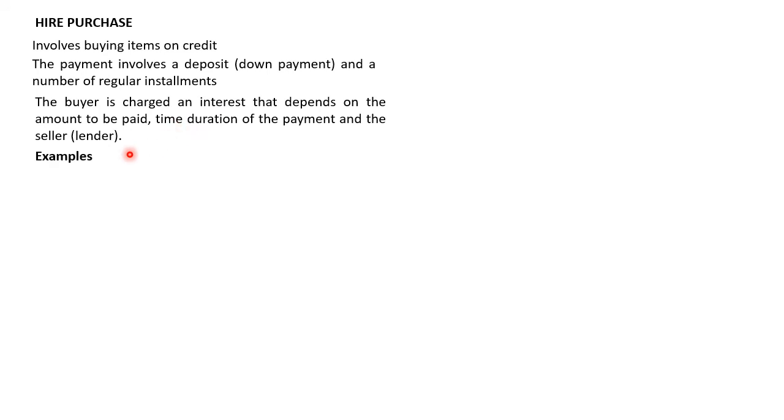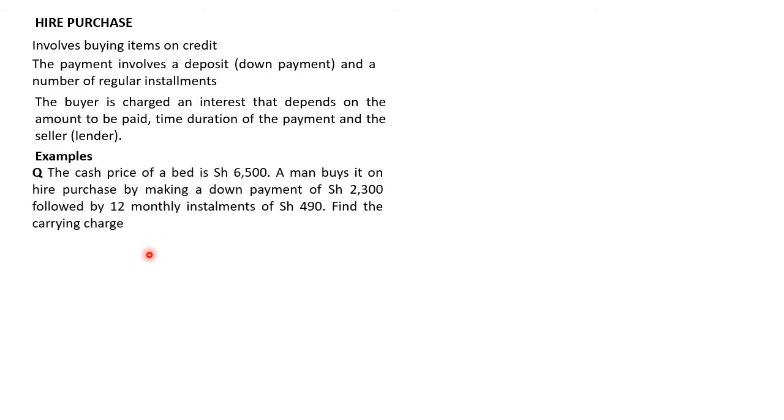I think we should consider an example to explain these things a lot more. We're given a question where we're told that the cash price of a bed is 6,500 shillings. A man buys it on hire purchase and makes a down payment of 2,300 followed by 12 monthly installments of 490. We're told to find the carrying charge in this case.